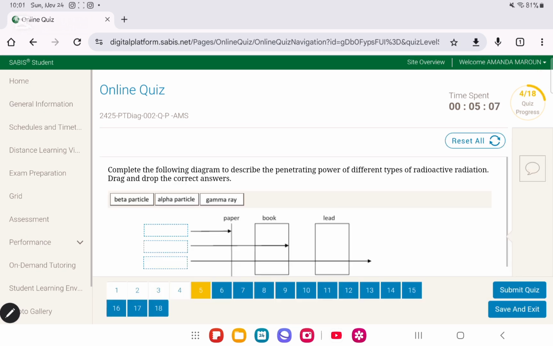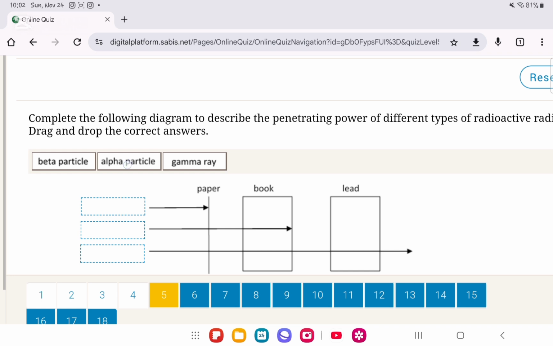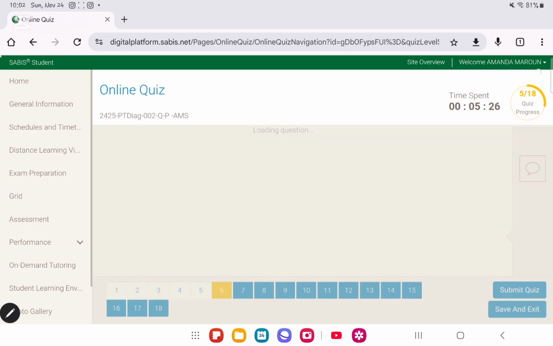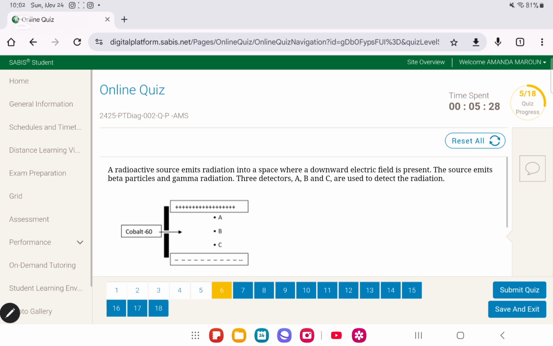Question number 5. Drag and drop to complete the following diagram to describe the penetrating power of different types of radioactive radiation. Very simply, you should know. Alpha is stopped by a piece of paper. Beta is stopped by a book. And as we said, gamma, it's partially stopped or it's minimized by the lead. You should know this.